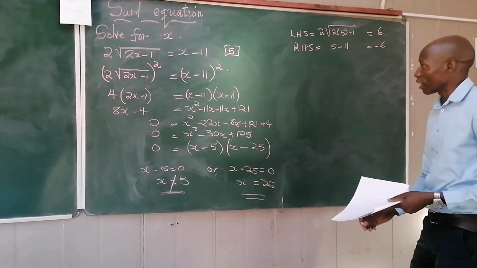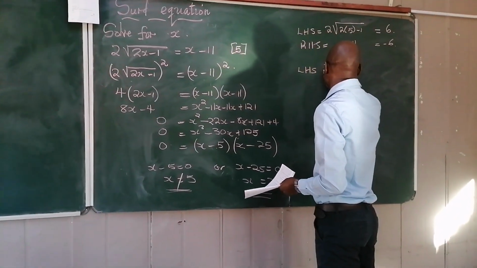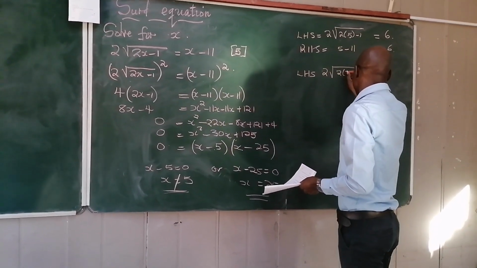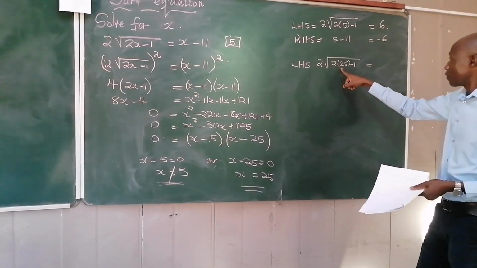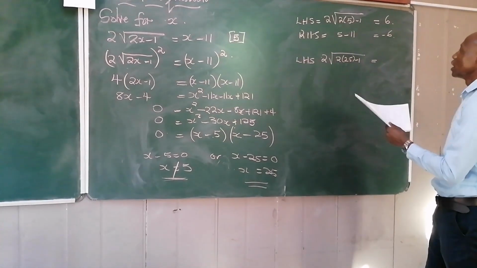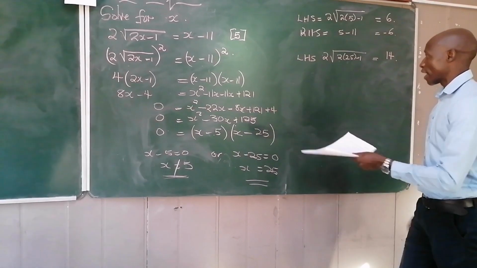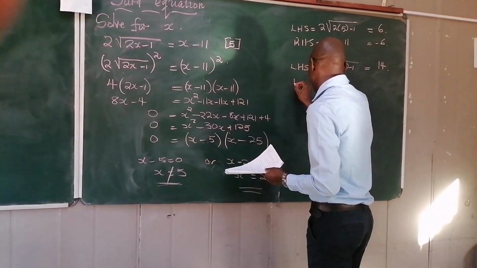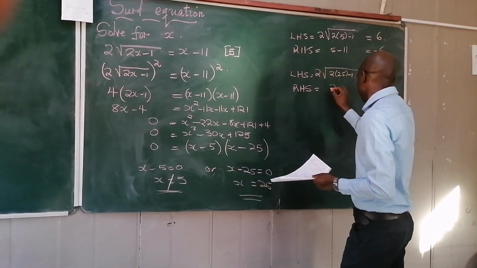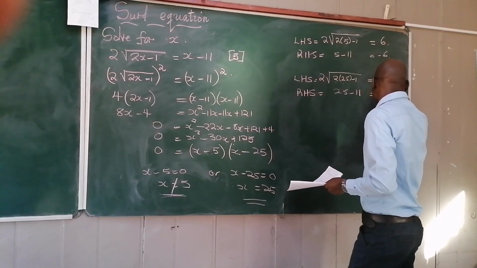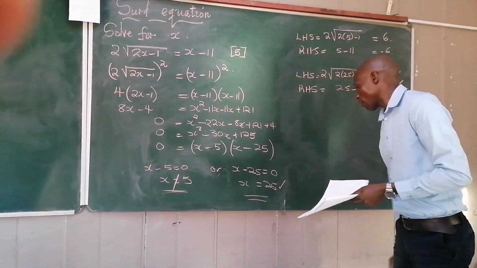Now let's check what is going to happen with the 25. Now our left hand side using 25, we will have 2 root 2 bracket 25 minus 1. This will give us 2 times 25, that is 50, minus 1, it's 49. And then square root of 49, it's 7 times 2, this gives us 14. Now if you check again on the other part, the right hand side, using 25, this will be equal to 25 minus 11, which is going to give us 14. So therefore, x is equal to 25 will be our correct solution.